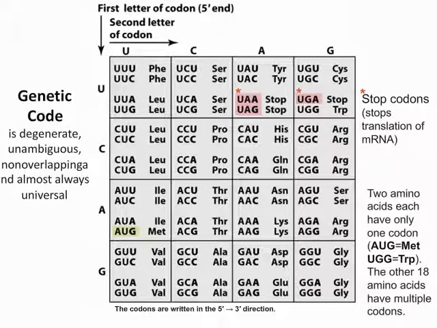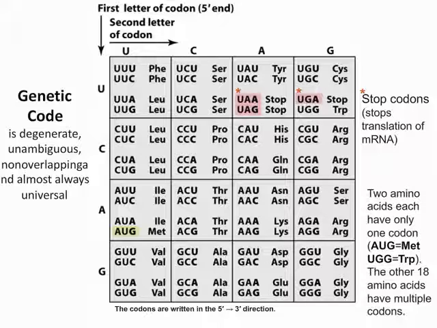Alright, so learning objective 2 is to know why the genetic code is degenerate, unambiguous, non-overlapping, and almost always universal. That statement is very important to remember for the exam. He might switch it up and say ambiguous instead of unambiguous, or he might say always universal instead of almost always universal. So just pay attention to that statement and understand why the genetic code is that.